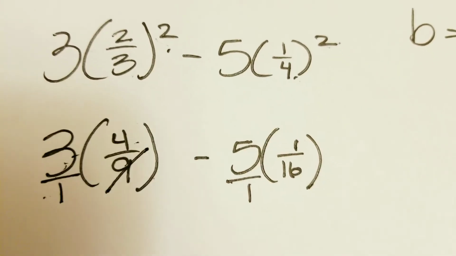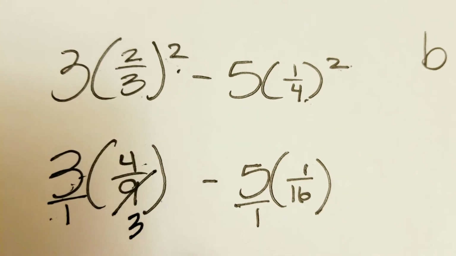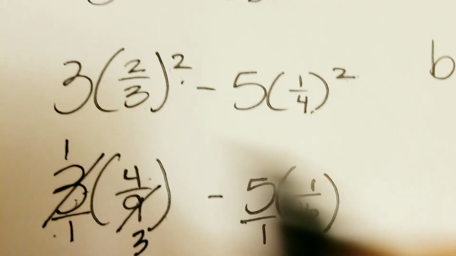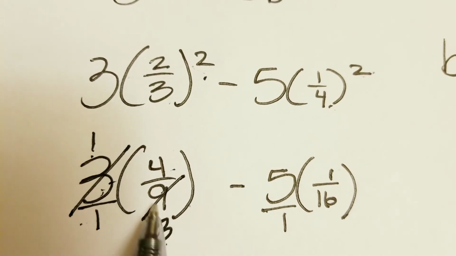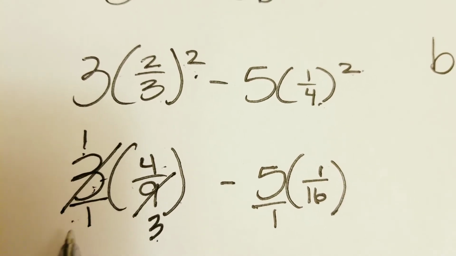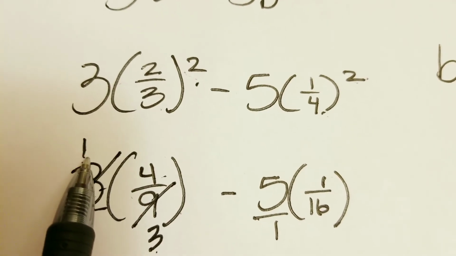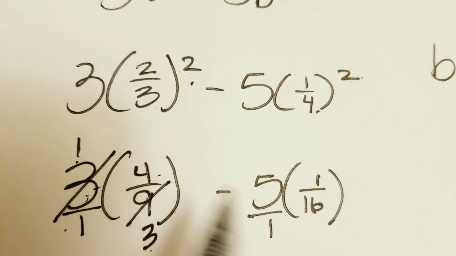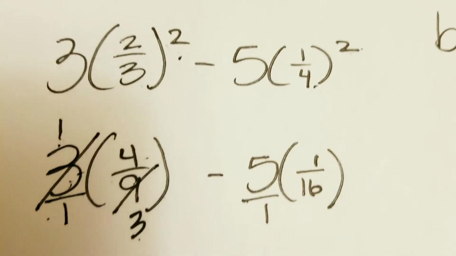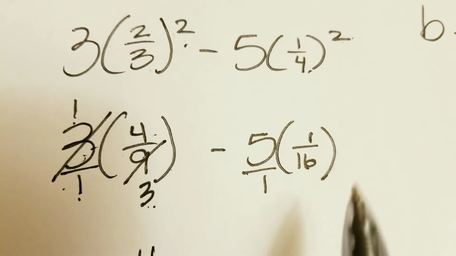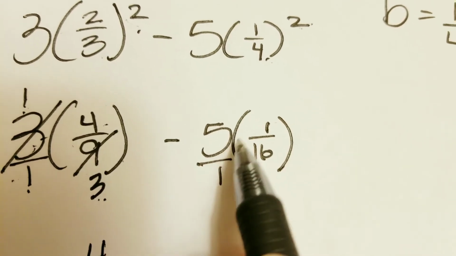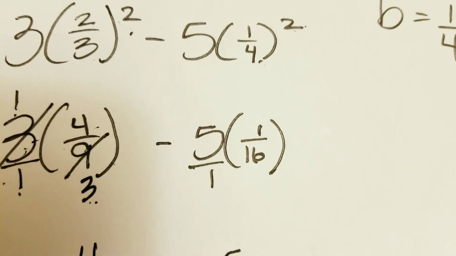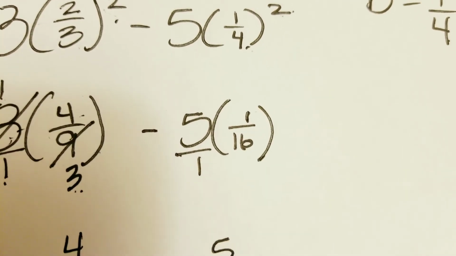So I'm going to do that to make my life a lot easier. 3 goes into 9 3 times, and 3 goes into itself 1 time. If you can decrease these numbers, it just makes the problem a little easier. So multiply the numerators together. 1 times 4 is 4, and 1 times 3 is 3. Minus 5 times 1 is 5, and 1 times 16 is 16.